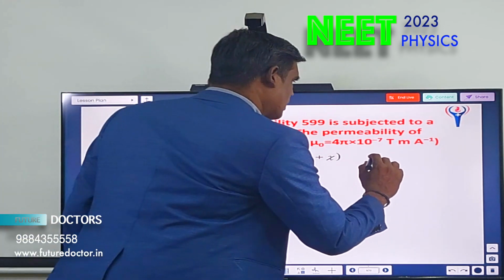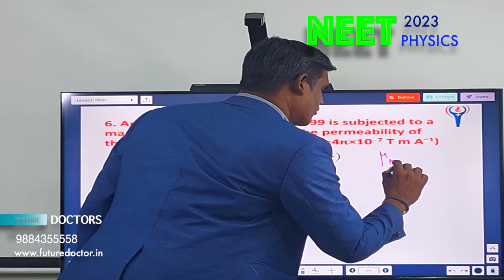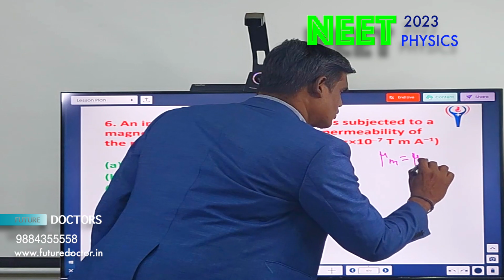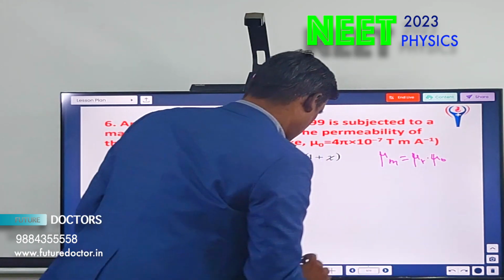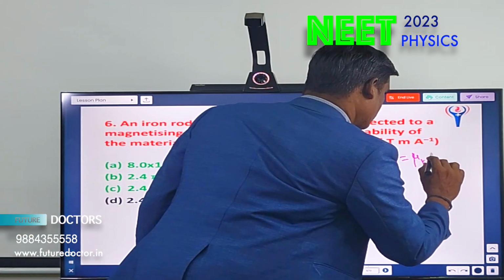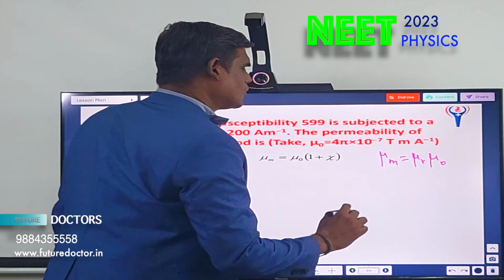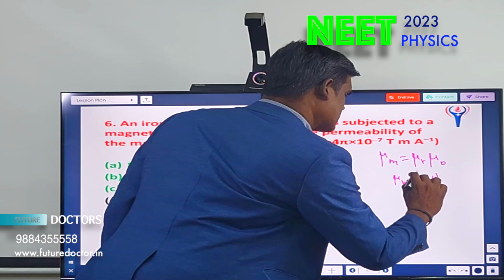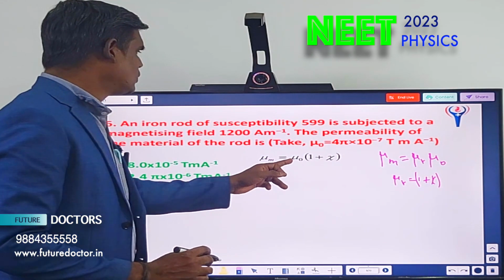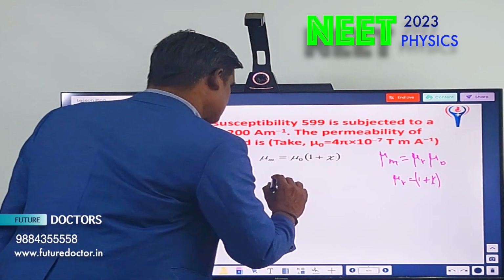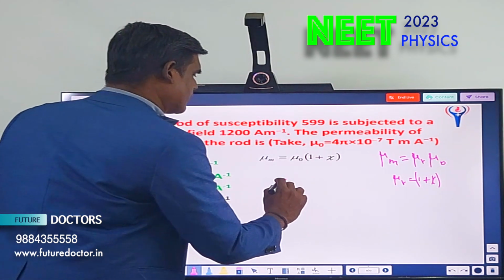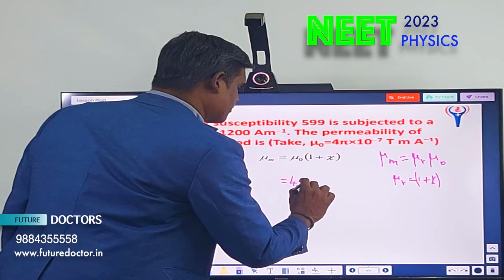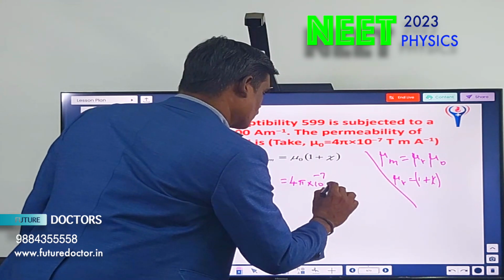What is the formula? Permeability of the material, mu m, equals mu r into mu naught. And mu r equals 1 plus chi. What is chi? Chi is the susceptibility. So only this formula: mu m equals mu naught into 1 plus chi. Substitute this. What is the value of mu naught? Given already, 4 pi into 10 power minus 7.